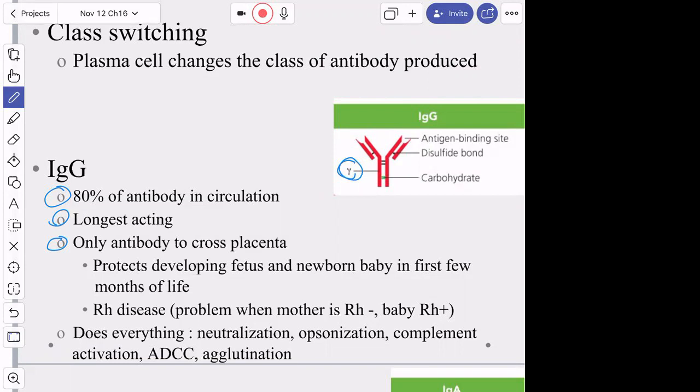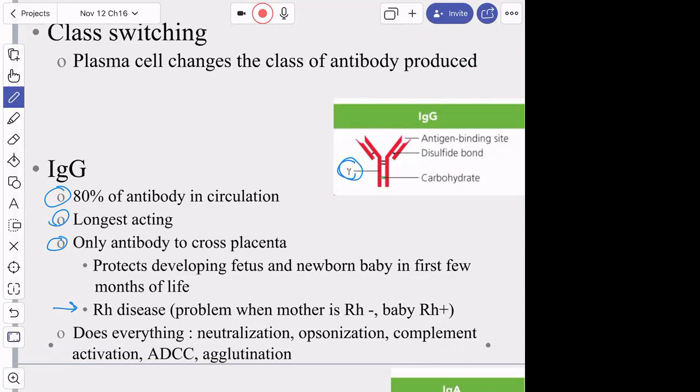Now, that can, in certain situations, cause a problem in terms of Rh disease. So that Rh antigen, rhesus antigen, is one of those alloantigens. So among us humans, some of us have the Rh antigen, some of us don't. So if you're blood type A positive, for example, you are positive for that Rh antigen. If you're A negative, then you don't have it.